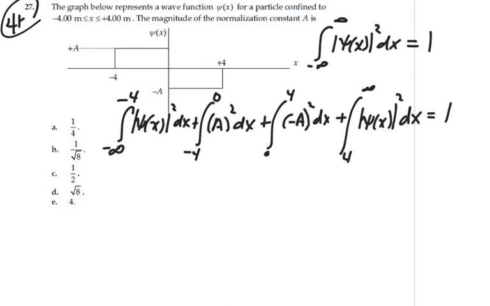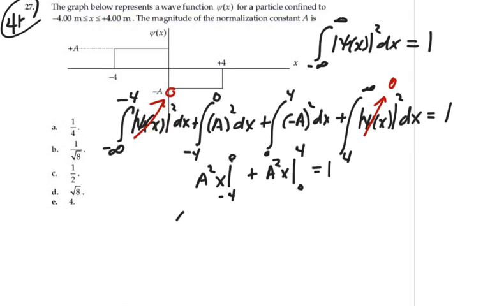But we know that outside of negative 4 to 4, our wave function is actually equal to 0. So these two terms are 0, and we're left with this. We have A squared x evaluated from negative 4 to 0 plus A squared x evaluated from 0 to 4 should equal 1. So we have A squared times 0 minus negative 4, plus A squared times 4 minus 0 is equal to 1.